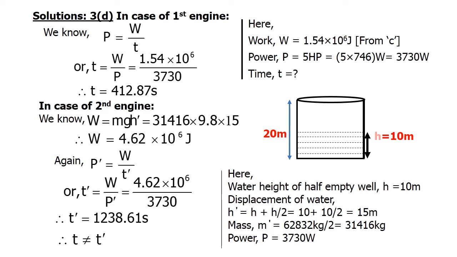Similarly, for the second engine we first have to calculate the work done, mgh. Here the mass is the same as before, but now we have to calculate h prime. Here h prime is not equal to the previous one, because here we have left 10 meter depth of water, and we have to empty that 10 meter, and the remaining empty space is 10 meter.